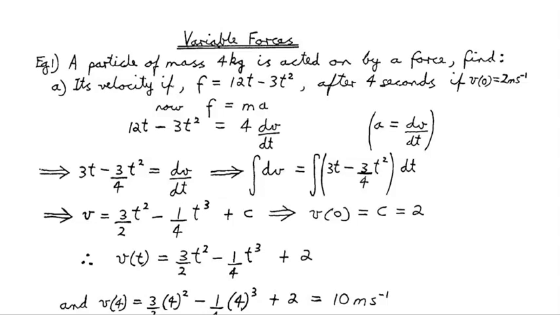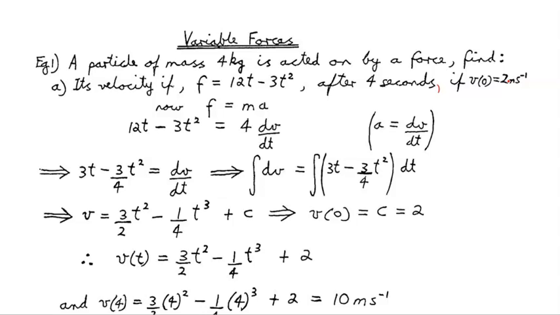Okay, so let's say a particle of mass 4 kilograms is acted upon by a force, and what we want to find is its velocity if the force is given by 12t minus 3t squared, where t is time. We want to find it after 4 seconds if its initial velocity v of 0 is 2 meters per second. So I apologize if that's not worded very carefully there.